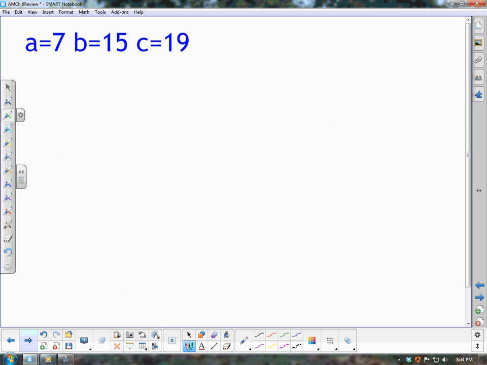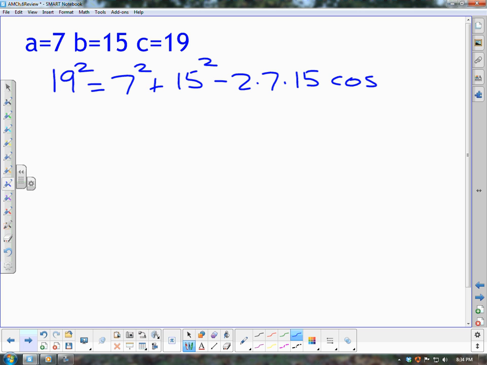All right, moving on then. Find all the different angles. Doesn't matter which one you pick first. We're going to go with 19 squared equals 7 squared plus 15 squared minus 2 times 7 times 15 times cosine of C.